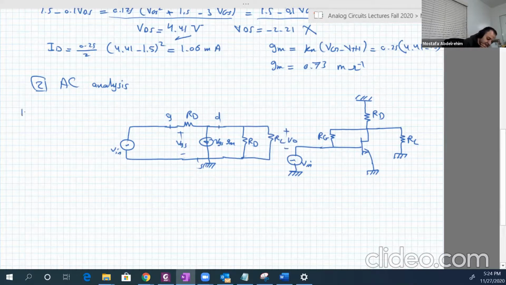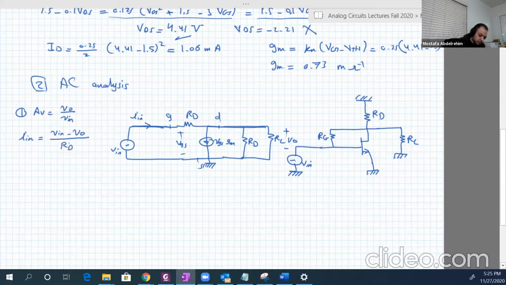Let's start with AV, which is VO over V input. Good. Let's assume this current is I input. So we have two basic equations here. This node here has a voltage equal to VO, and this node has a voltage equal to V input. So I input equals V input minus VO over RD. This point is V input, this point is V output, and this is RD. This is number one.